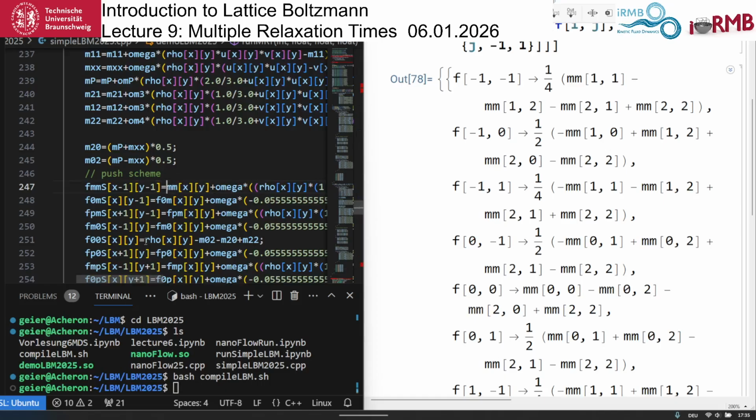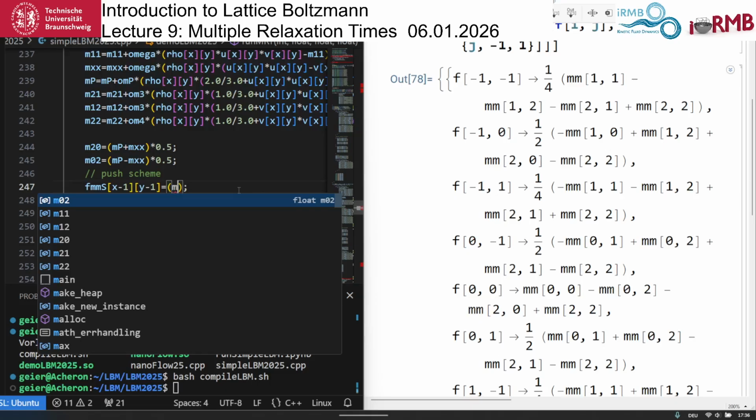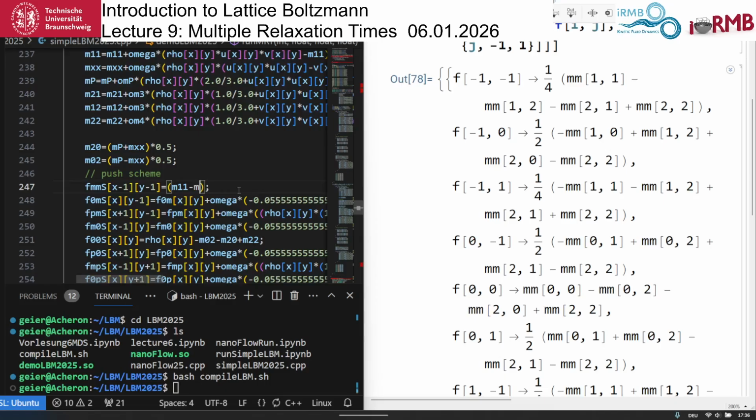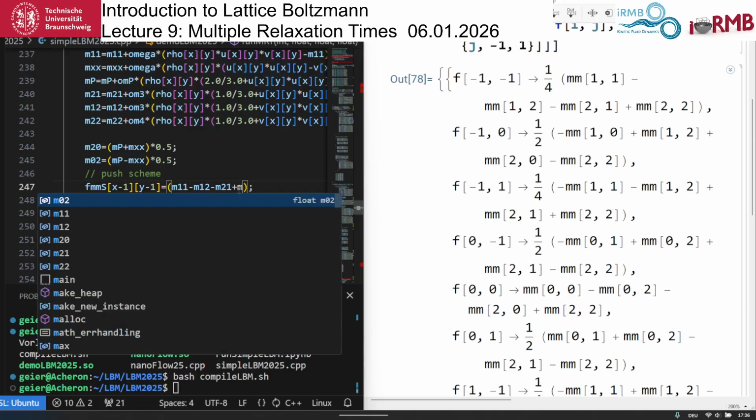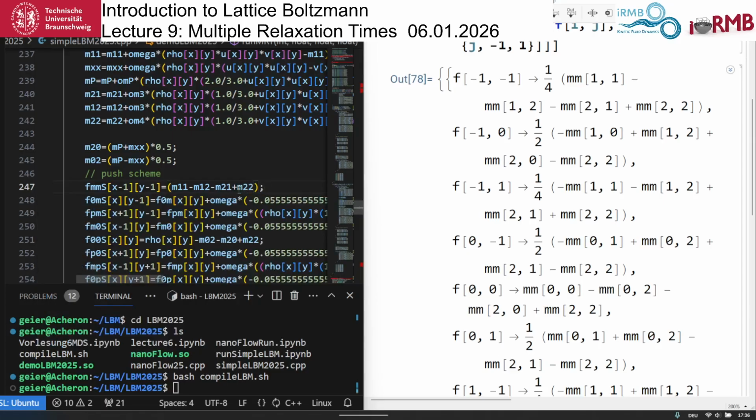M minus minus is the one that is up here. I see that there is a quarter in front of this, so I'll put a bracket. Say this is M11 minus M12 minus M22. Wait, no, that's not correct. Minus M21 minus M21 plus M22. Do you agree? And then we have to multiply this by 0.25.